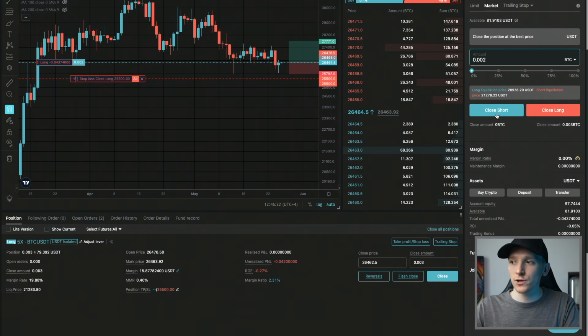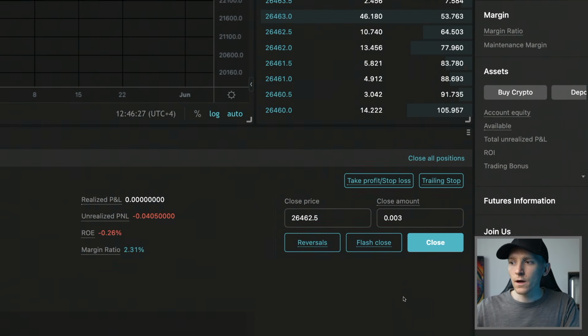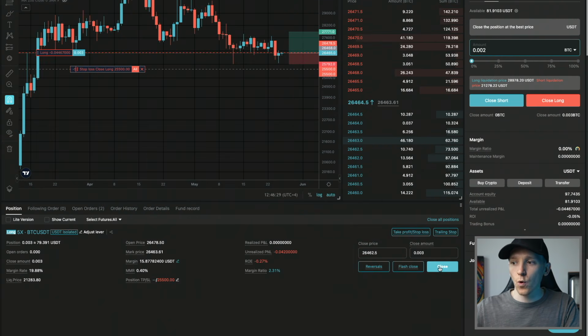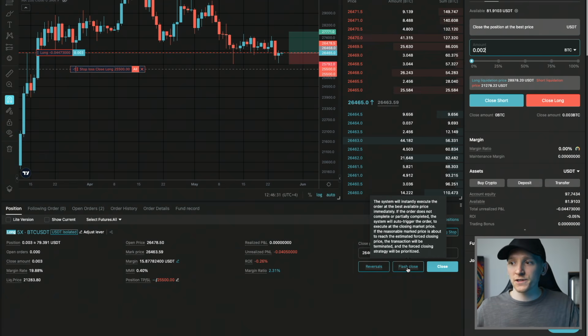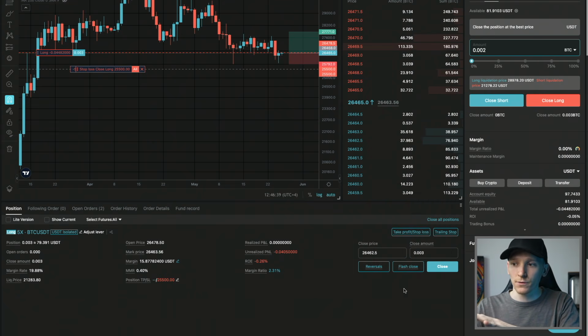And so you can close that short either partially, or you can just come down here and close the order right here, or flash close. Flash close is just a market order which says, get me out of everything, and it just hits the book. You're going to be paying those taker fees, but it gets it completely wiped out for you if you want to do that. That is trading futures on Bitget.